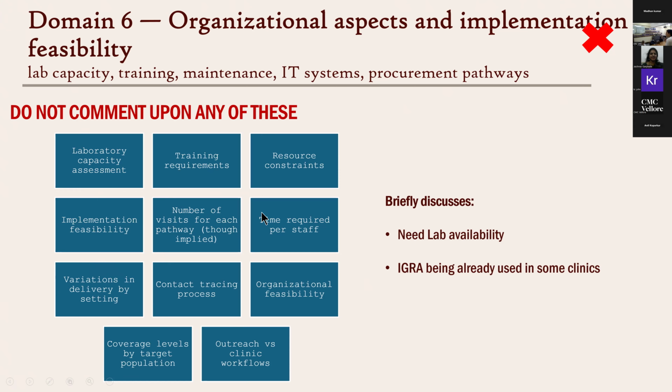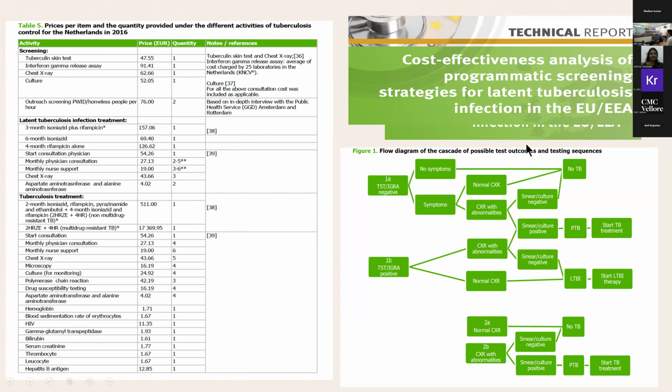But this study does not actually comment on most of these things. They just briefly mention that we need more tests, and that right now IGRA has been done in only one setting. But they have not actually sat and looked at it. This is again from the European study, where they have actually looked at multiple aspects, so it's a much more robust study.